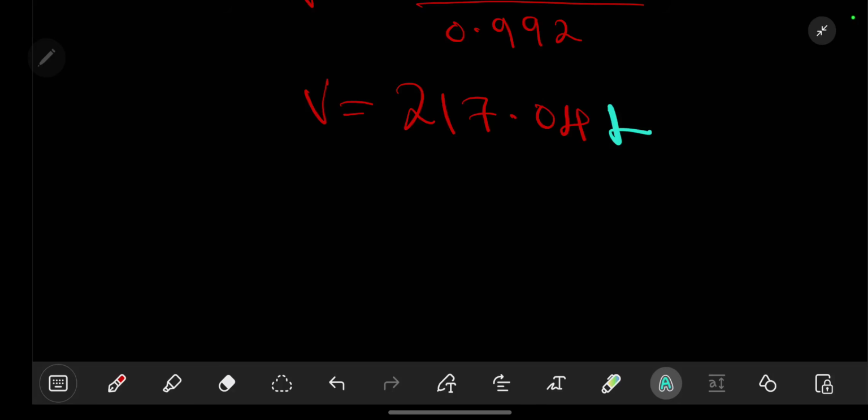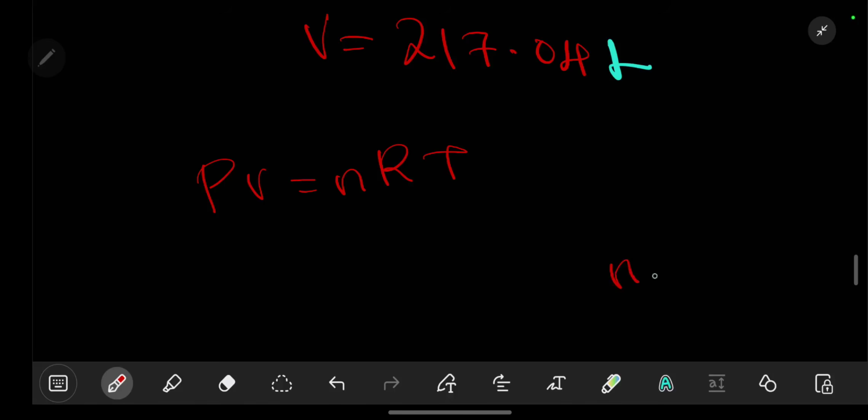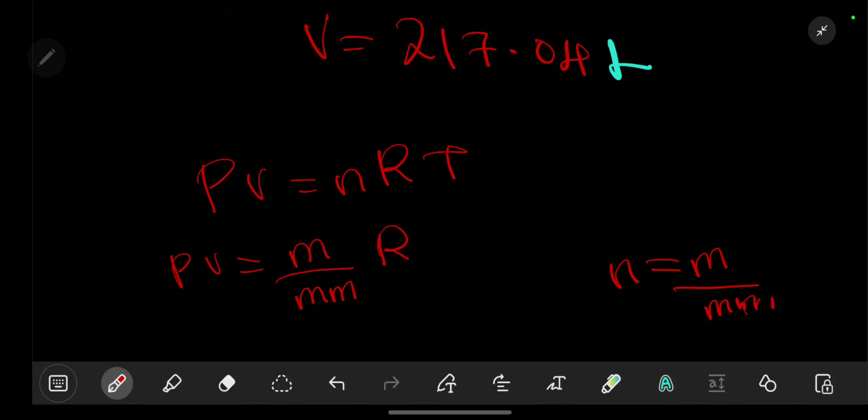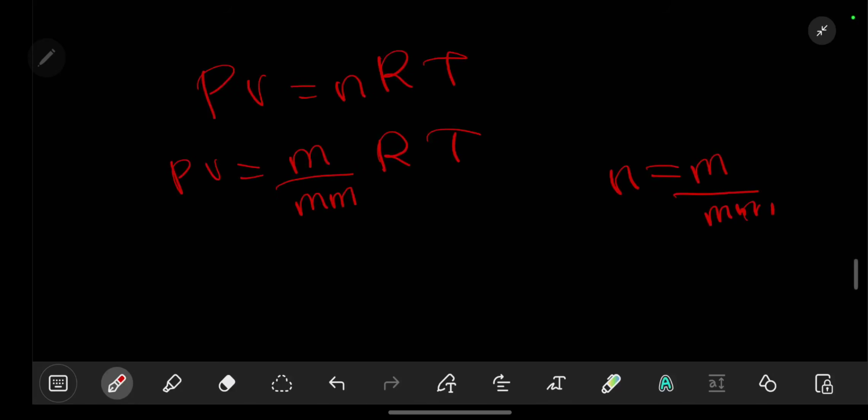Before we answer the remaining questions, let's understand how we move from PV equals nRT to finding the density. We know that the number of moles is equal to mass over the molar mass. So PV should be equal to mass over molar mass, times R, times T. Then we cross multiply. We have PV times the molar mass should be equal to the mass times RT.